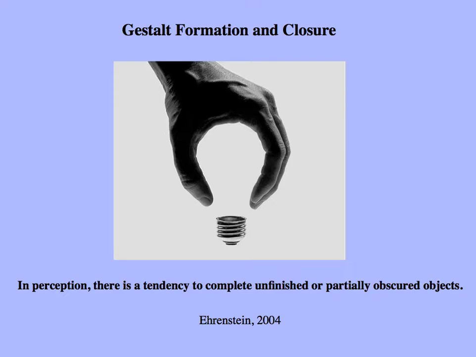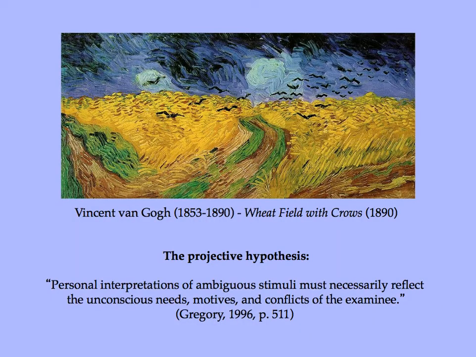So we've identified this idea of formation and closure, and we project the light bulb shape onto that image because we are familiar with light bulbs, right? The projective hypothesis is related to this, which is that personal interpretations of ambiguous stimuli like that light bulb must necessarily reflect the unconscious needs, motives, and conflicts of the examinee.